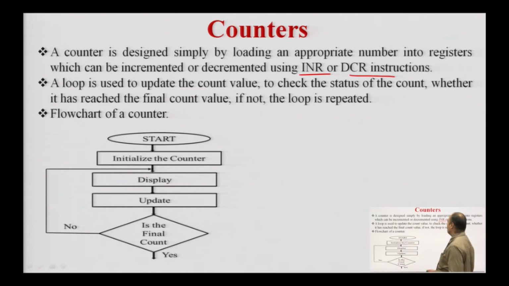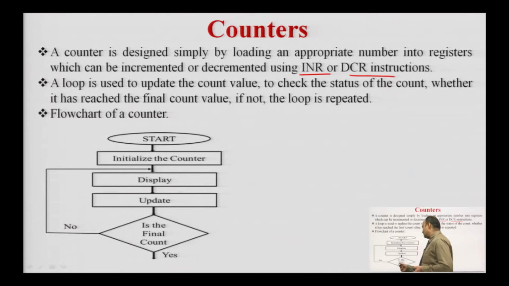A loop is used to update the count value. Here, to implement the counter, we need to initialize the counter first. The counter is loaded with a particular value, whether it is an up counter or a down counter, then we display this count value and update the counter by incrementing or decrementing. If we want to design an up counter, we use the INR instruction. If we want to design a down counter, we use the DCR instruction, and check the final count.